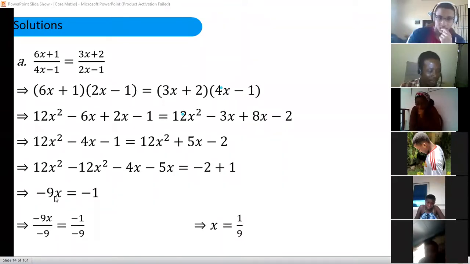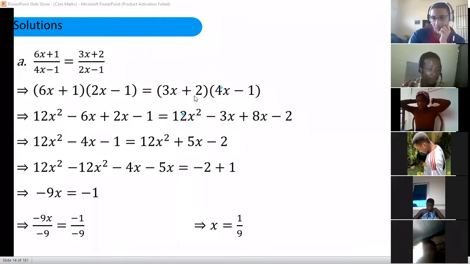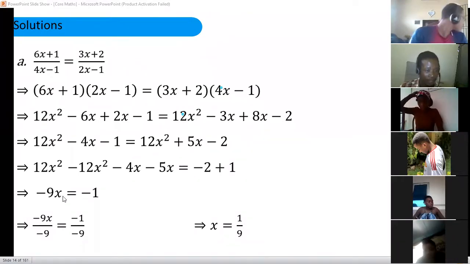So we need to divide both sides by -9. When we are grouping like terms and they are multiplying, we divide. So we need to divide both sides by -9, sorry. Let me finish and get back to you, please.